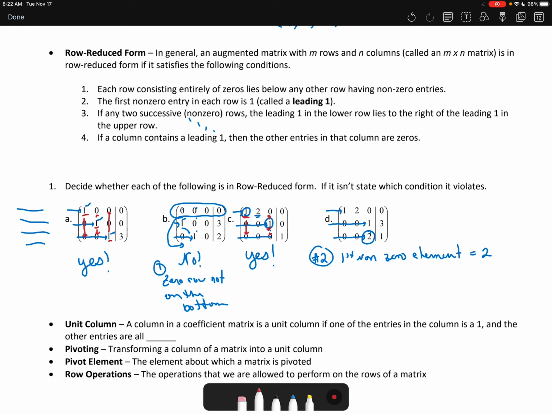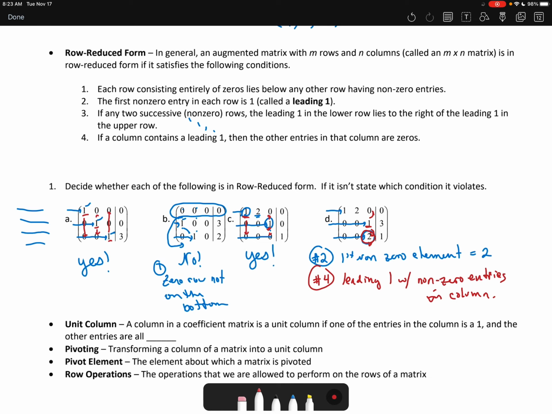And it also happens to violate number 4 because of that. Because what we've got here is a leading 1 in this row, and not everything else in that column is a 0. So it also violates number 4. So we've got a leading 1 with non-zero entries in that column. So that one would not be considered in row reduced form.